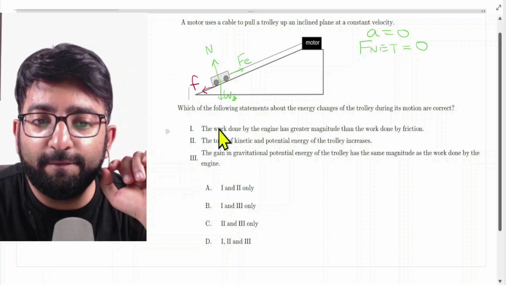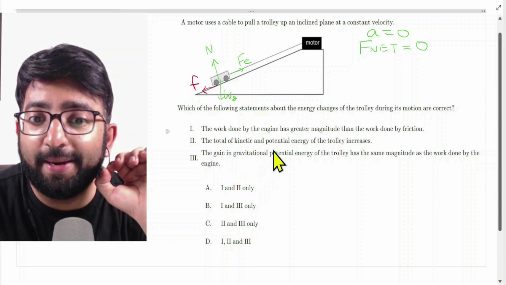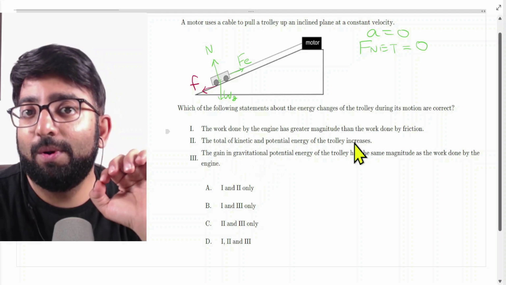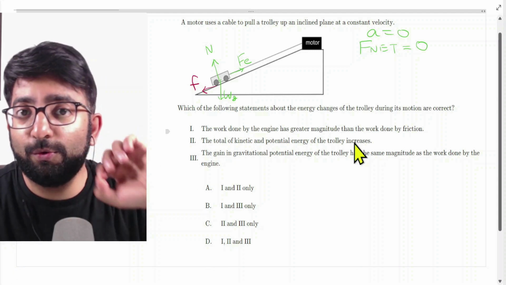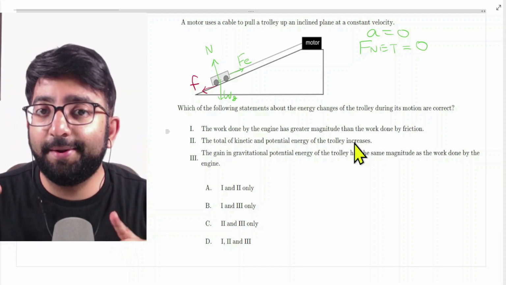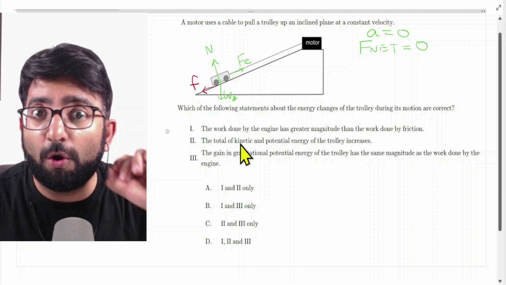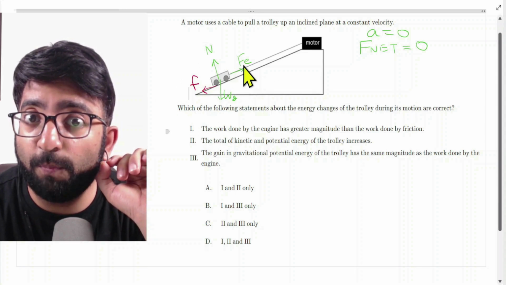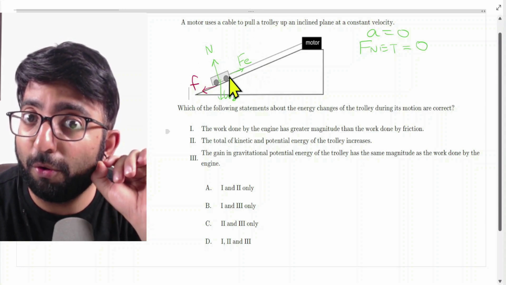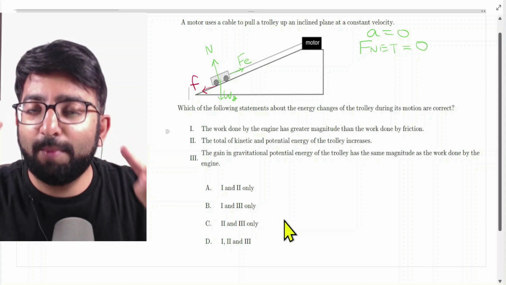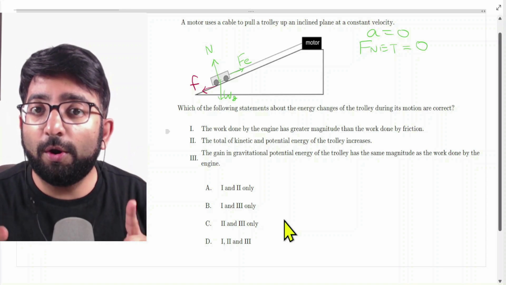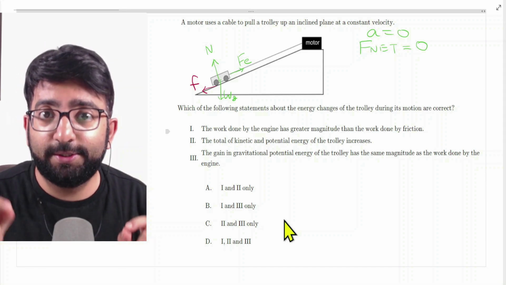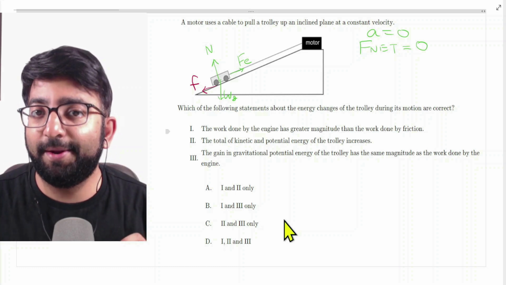In statement number one, we need to figure out, is the work done by the engine greater than the work done by friction? So how do we do that? We will use the work energy principle. Now, since we have non-conservative forces here, friction is a non-conservative force. This pulling force provided by the engine is also a non-conservative force. Now, remember the concept, whenever non-conservative forces are acting on the system, we apply the work energy principle.